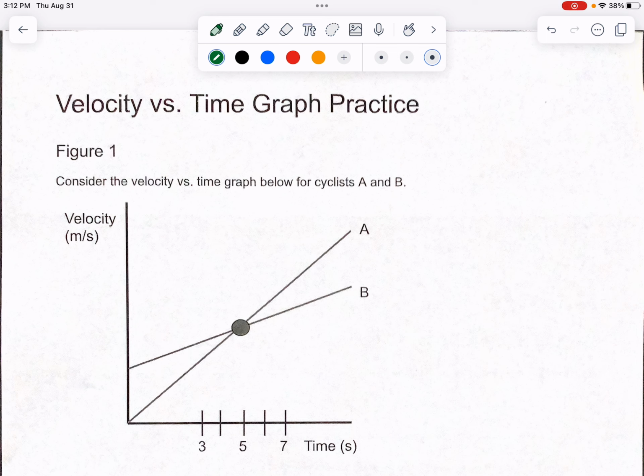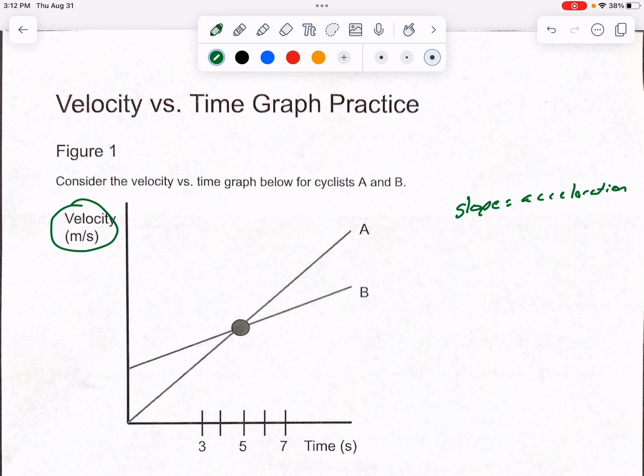We have to pay attention to your y-axis, which is now your velocity. It's not position anymore, so we've got to get that stuck in our head that our y is now velocity, and our x is still time. That doesn't change. And then our slope is going to equal acceleration. So that is when we are speeding up or slowing down.